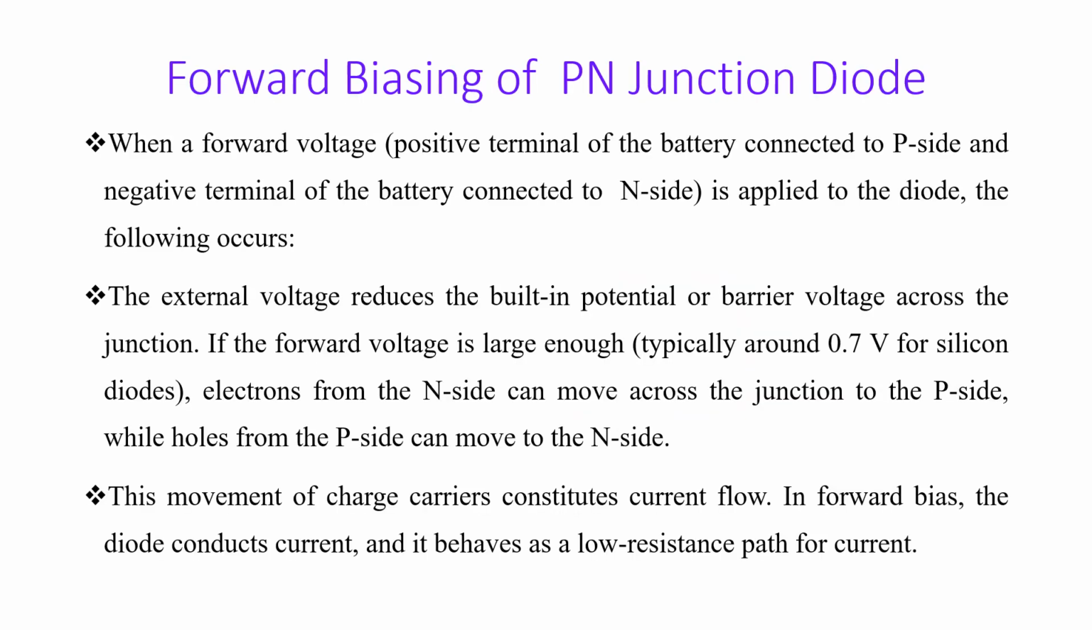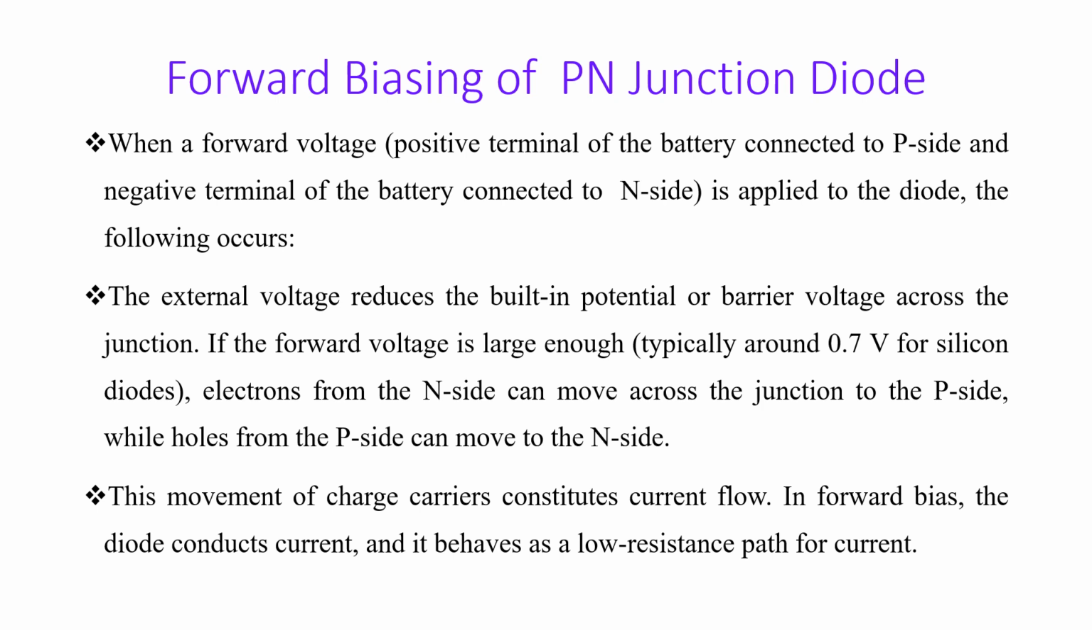Forward biasing of a PN junction diode. When a forward voltage is applied, that is, the positive terminal of the battery is connected to the P side and the negative terminal of the battery is connected to the N side, then the diode is forward biased, and the following occurs.